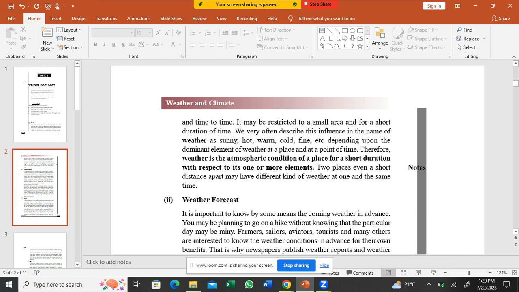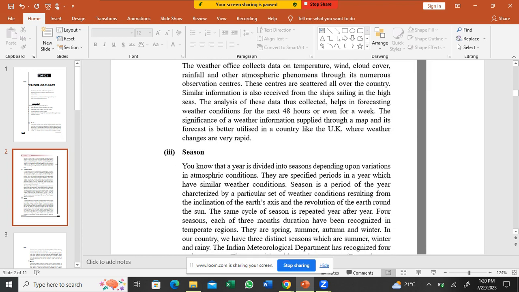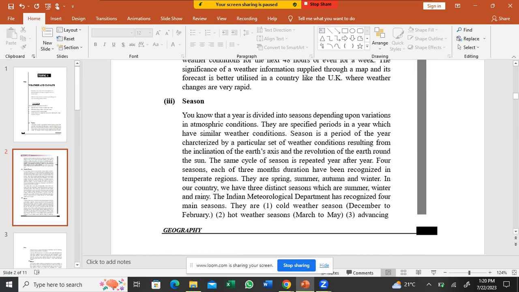So allow me to skip the weather forecast, and we are going to look at seasons. At the back of your mind, when you're asked about seasons, you understand the rainy season, sunny season, summer and winter. Yes, that is season. You know that in a year, the year is divided into seasons, depending on variations in atmospheric conditions.